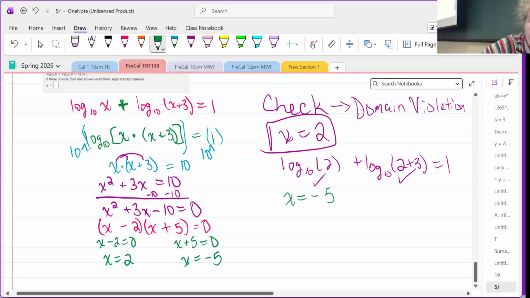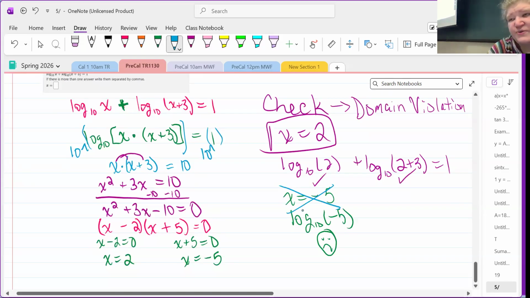The x equals -5, though, when I start to write the equation, log base 10 of -5, wah, wah, I can't take the log of a negative number. So that is enough to throw out -5 as a solution. We cannot use that as a viable solution. So 2 would be our only solution here.